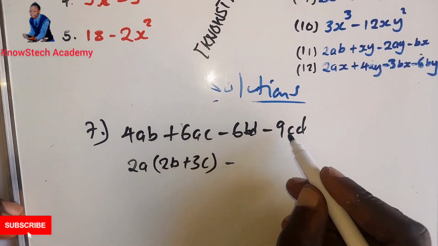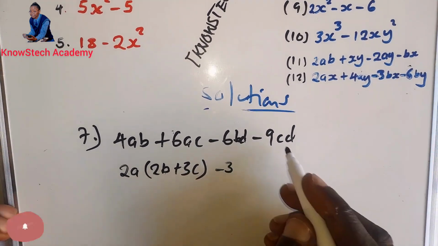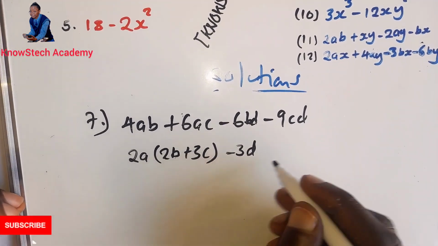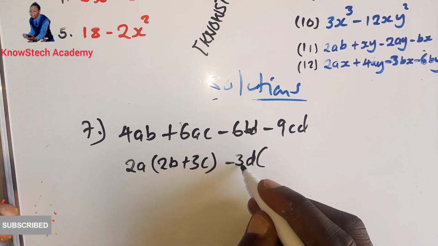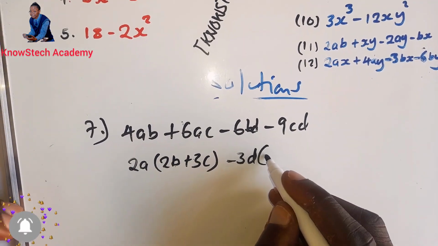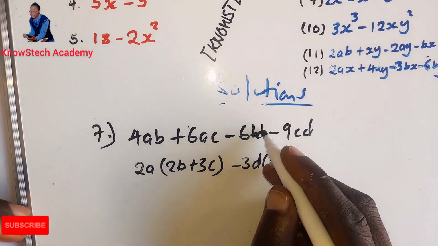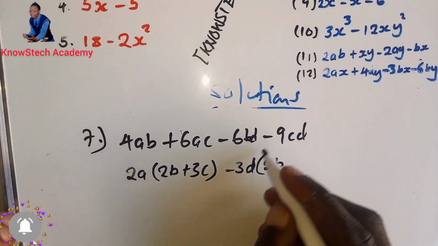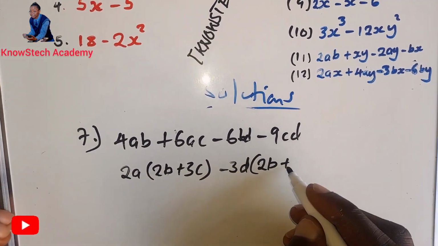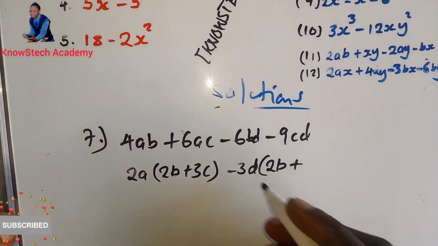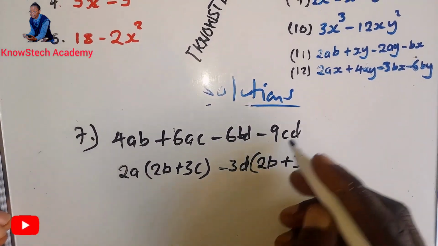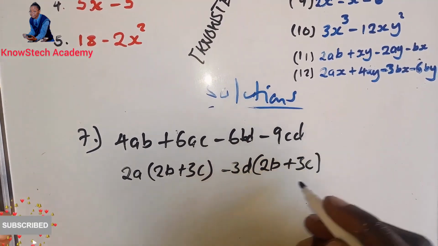What is common here is negative 3, 9 and 6, we have 3 which is common. In terms of variables, d is common. So negative 3d is common. Negative 3d into negative 6bd gives positive 2b, d and d will cancel, remain with b. Negative and negative will cancel, it will be positive. 3 into 9 is 3, d and d will cancel, remain with c. You see?